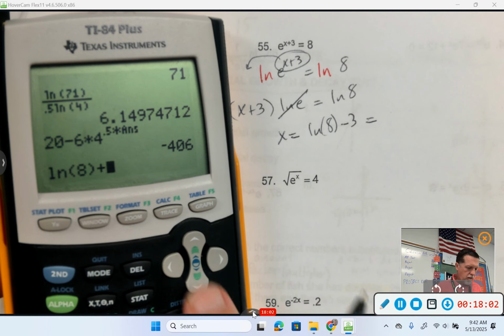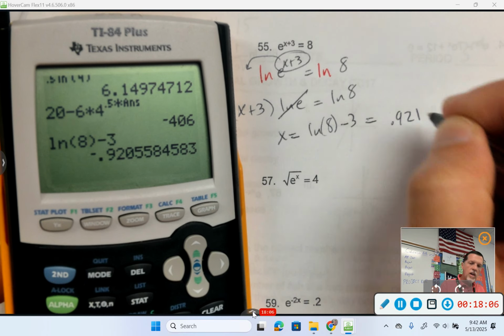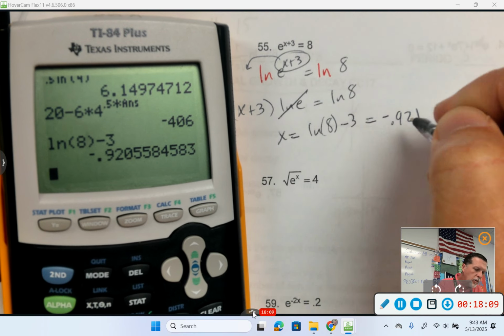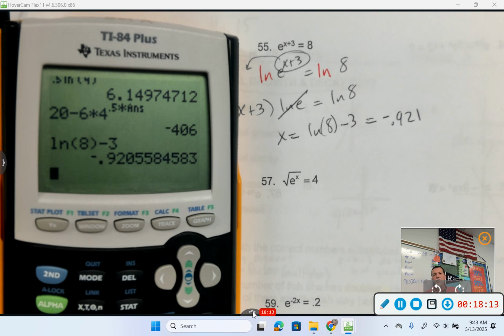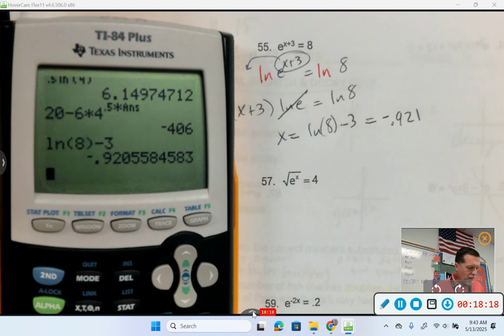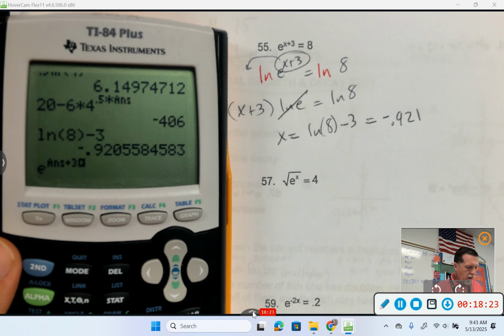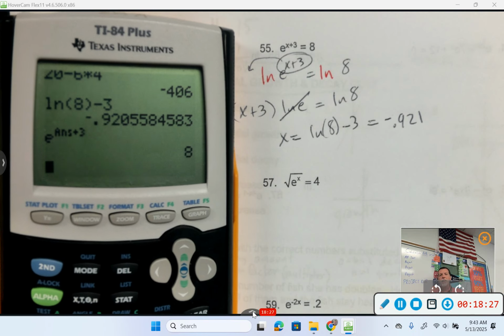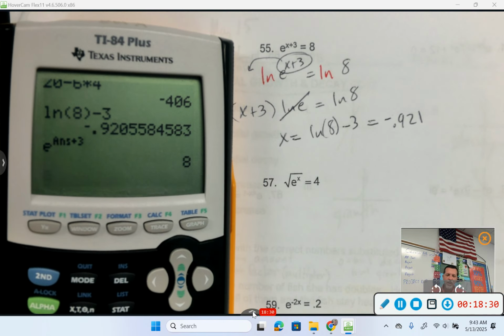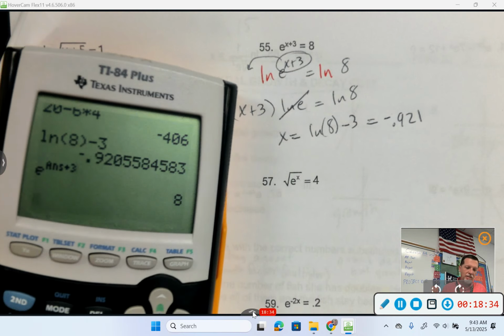Natural log of 8 minus 3 is negative 0.921. And I didn't print the key, so it's my first time through some of these. So I'm not 100% convinced that's right. So e to the answer plus 3 is supposed to be 8, and it is. Again, well worth your time, I think, to check them and make sure they're right. That's why I'm checking them, because I don't have the key with me.